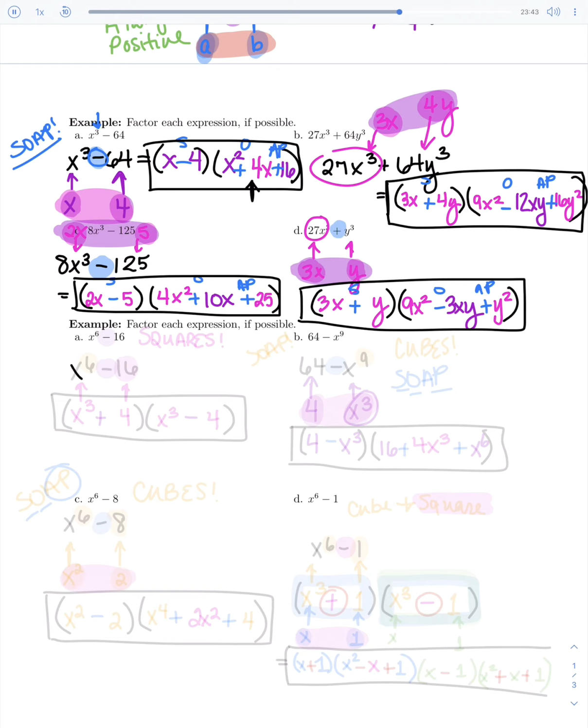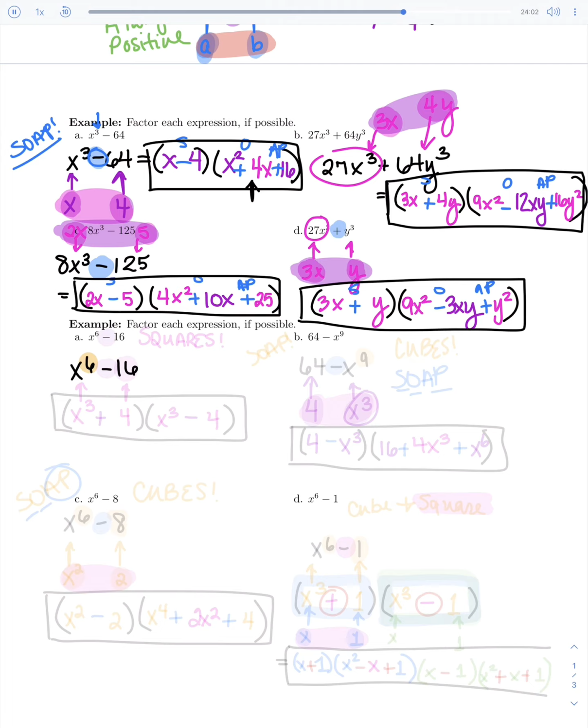So let's take a look at A. We've got x to the 6 minus 16. Now the reason why you might be confused as to whether or not this is a square or a cube is the exponent here, the 6. The 6 is divisible by 2 or 3, so that doesn't help you. This could be squares or it could be cubes.